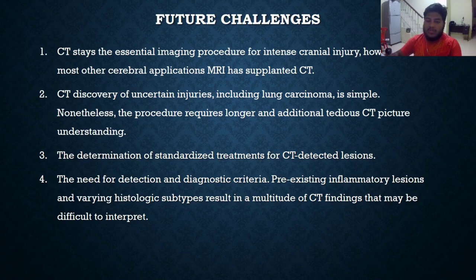For question number 7, which is the future challenges. Firstly, computed tomography (CT) remains the essential imaging procedure for acute cranial injury. However, for most other cerebral applications, MRI has supplanted CT. Secondly, CT detection of uncertain lesions, including lung carcinoma, is simple. Nonetheless, the procedure requires longer and more tedious CT image interpretation.